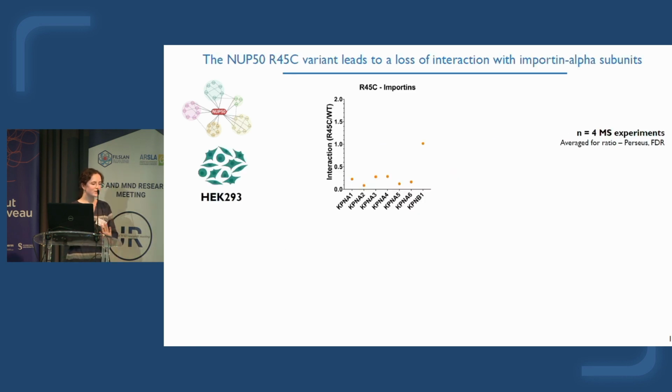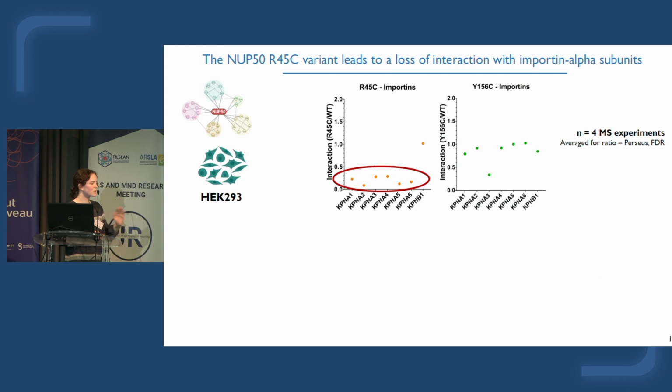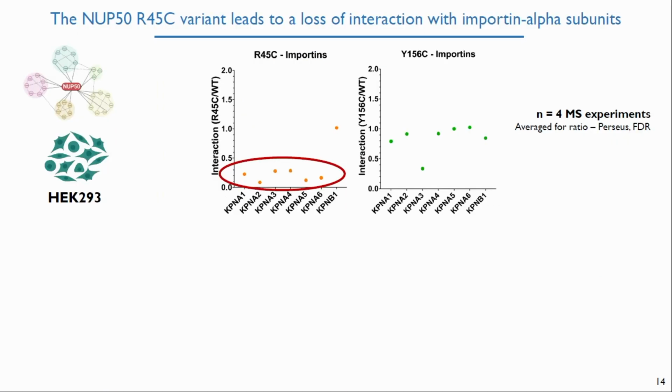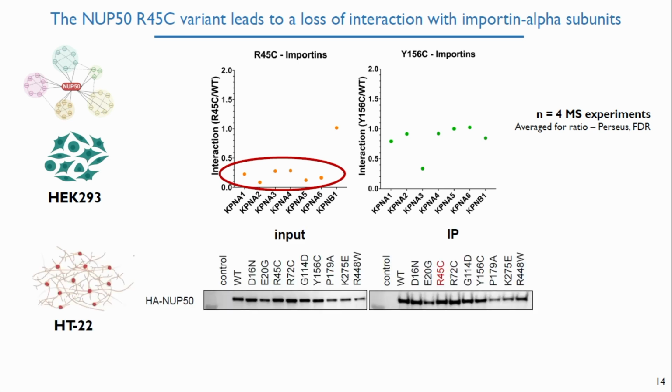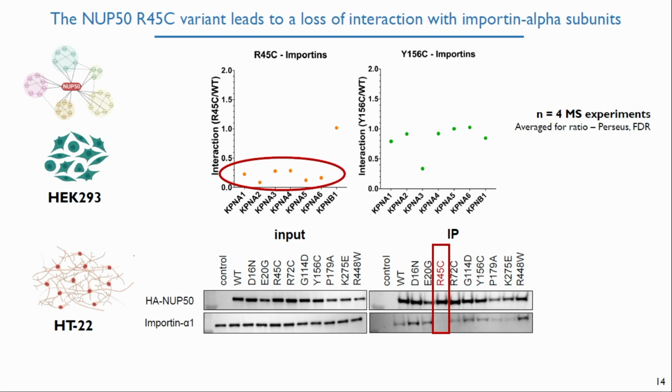When we compare the variants to the wild type in terms of their interactome, we can see that the R45C variant loses its interaction with all importin alpha binding partners, but this is not the case with the other variant, Y156C, so it is specific to this variant, and this is also confirmed by Western blotting.